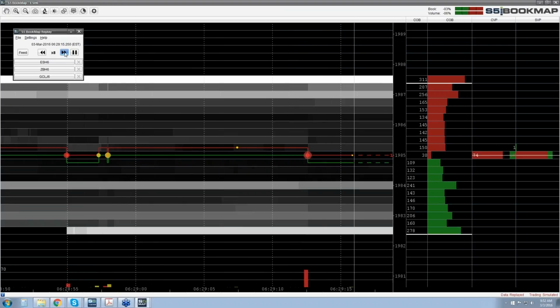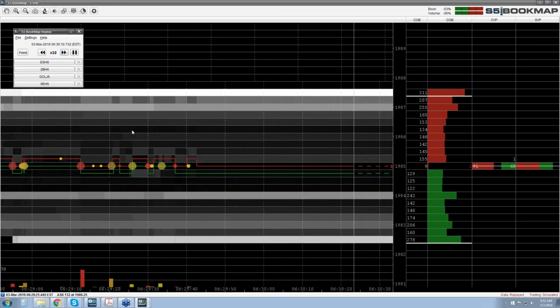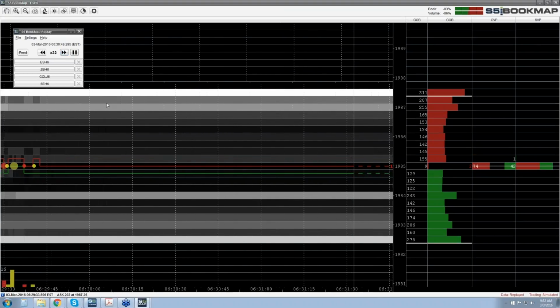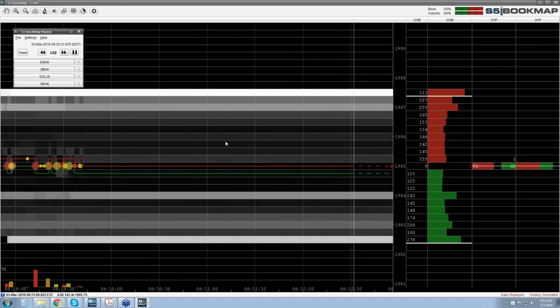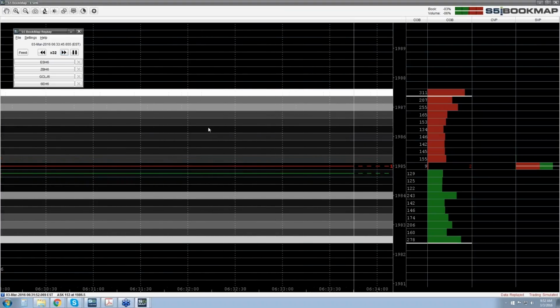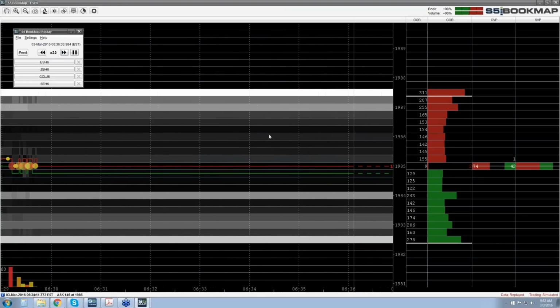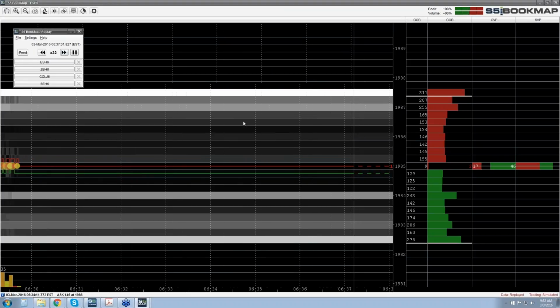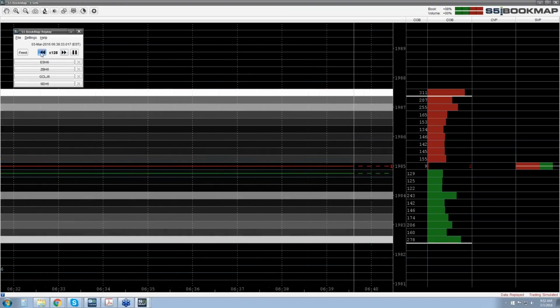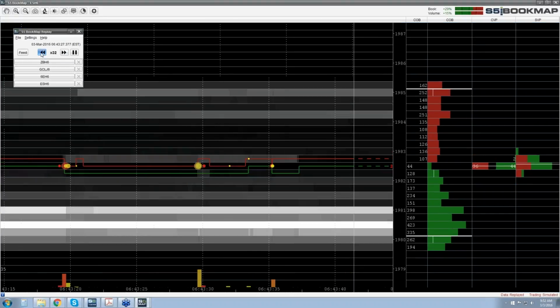The advantage I have here is I can speed this up. Okay, I can start to zoom out, and once I start to get some data in here, let's just give it a moment. It's pre-market, nothing trading. Let's speed it up a little bit more. There we go.